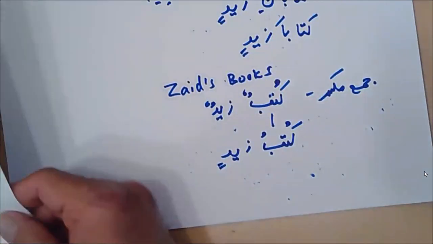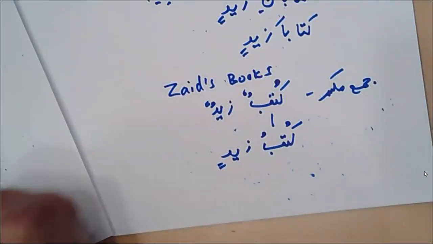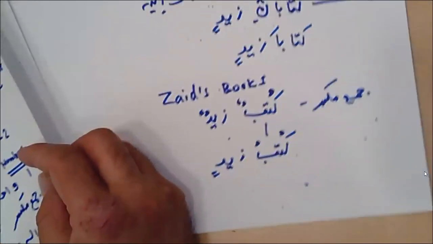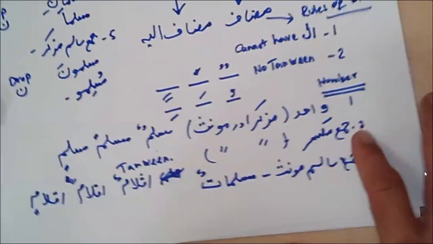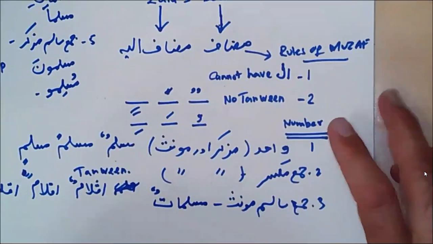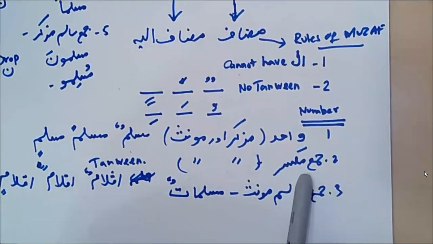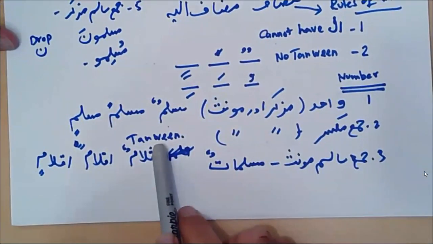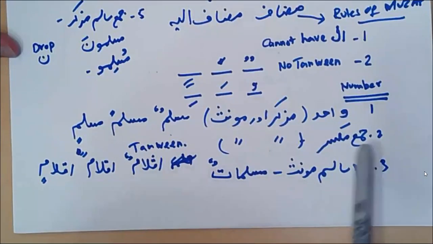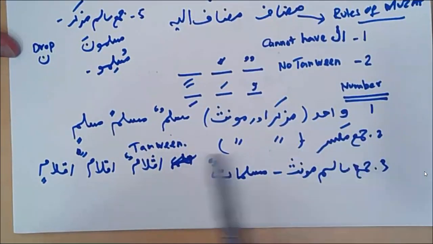Zaid will be Jar. Zaidin is easy. We know that Zaid will always be in the state of Jar. Correct? Now look at this. I want to take you back to this page when I was telling you that Jama Mukassar can have Tanween. Jama Mukassar is one of the classifications of a noun which can have Tanween.